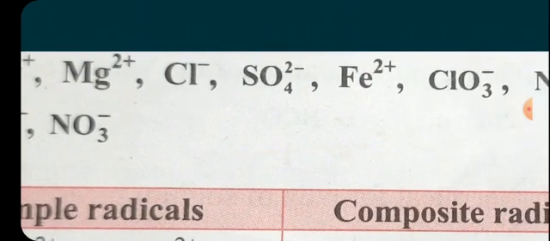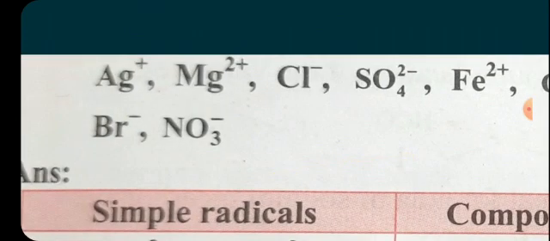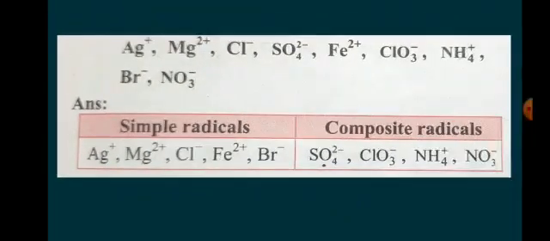But sulfate ion SO4 2-, chlorate ion ClO3 minus, ammonium ion NH4+, and nitrate ion NO3 minus are radicals which have a group of atoms carrying charge. So they all are composite radicals. So this chart shows simple radicals and composite radicals.